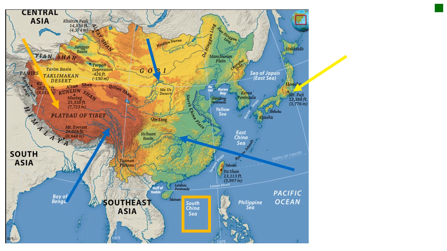Now let's take a look at East Asia and the physical features that make up this region. In East Asia, you'll find the Plateau of Tibet, Mount Fuji, and Mount Fuji is found on the island of Japan. Mount Fuji is an extinct volcano, and it's the highest and most famous mountain in Japan.